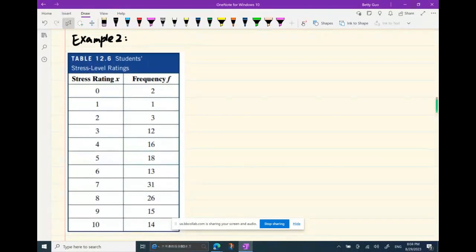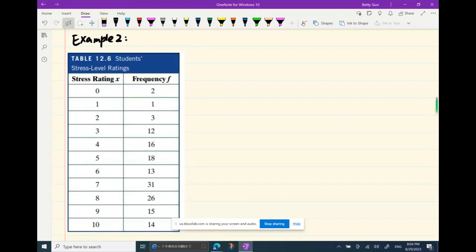So let's look at the table. Let's understand what's going on here. The first column are the data values. They represent the stress readings. Seems like we have 11 different stress readings. If your stress reading is 0, that means you are carefree. If your stress reading is 10, that means you are extremely stressed. You probably should take a vacation or something.